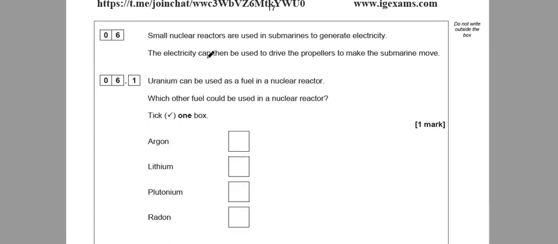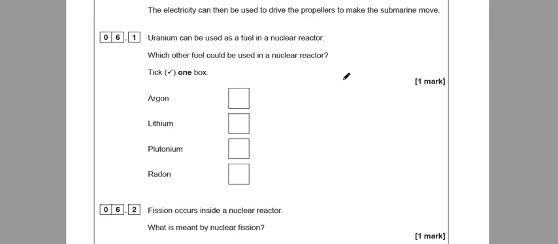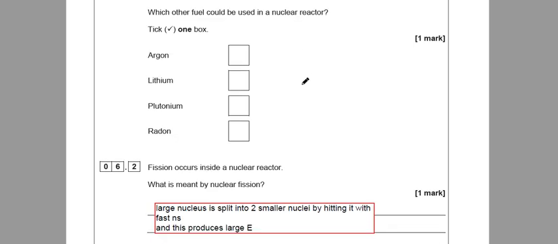Small nuclear reactors are used in submarines to generate electricity. Electricity can then be used to drive the propellers to make the submarine move. Uranium can be used as fuel in a nuclear reactor. Which other fuel can be used? It will be plutonium, as it is a radioactive source.